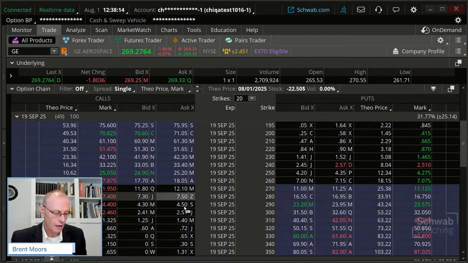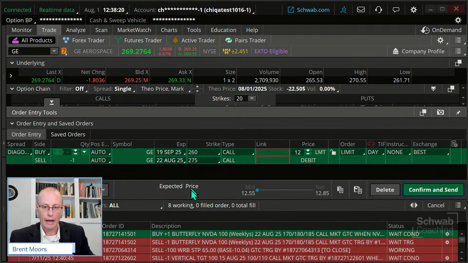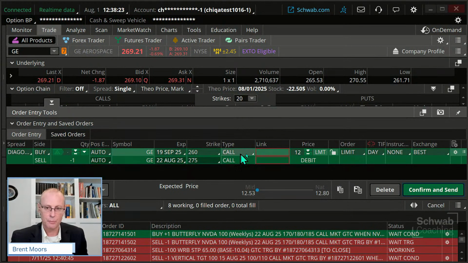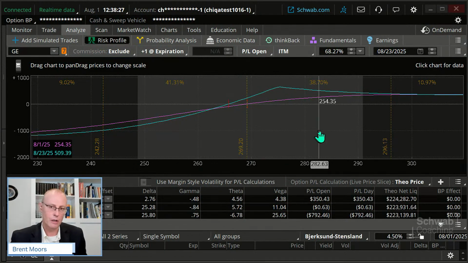And I'm going to go closer to at the money, and I'm going to do the long call. I'm going to hold down my control key, and this is a diagonal spread. Let me right click on this and analyze this trade and see what we look like. So this is what it looks like.